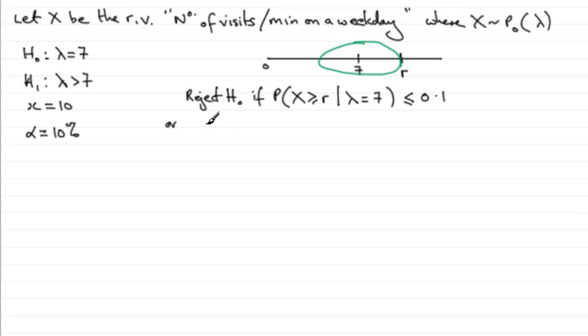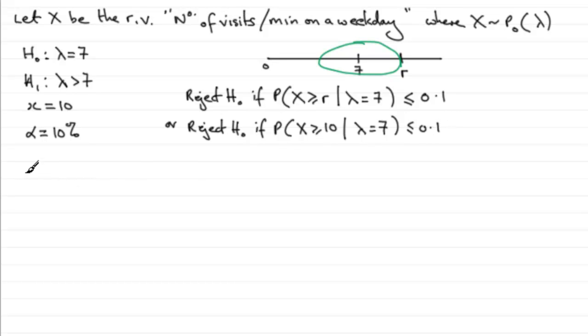Or an alternative way of doing it is that we could reject H0 if the probability that x is greater than or equal to 10, given that lambda equals 7, turns out to be less than 0.1 or less than or equal to 0.1, the 10%. Now it's up to you which one of these two methods you choose. Now as it turns out, for this question, in the second part we've got to state the minimum number of visits required to obtain a significant result. That in fact is that value R. But I'll do that in the second part, so you can then get an idea of how we could tackle this problem, either by this method or by this method. I'm going to go for this method for this part of the question though.